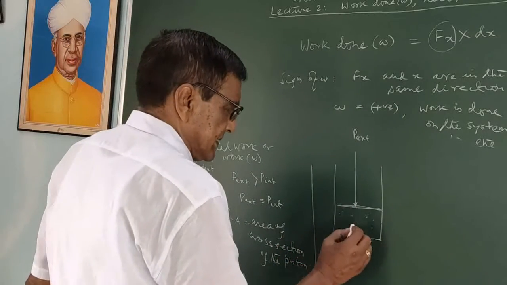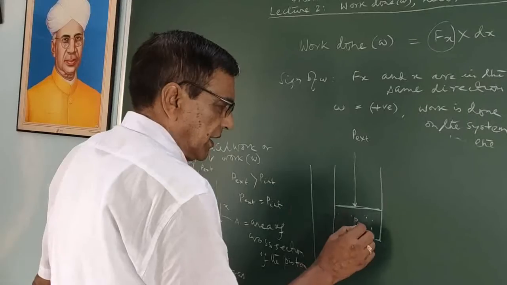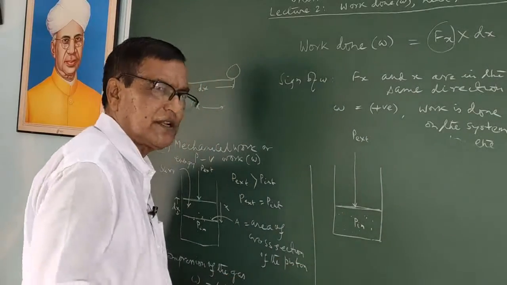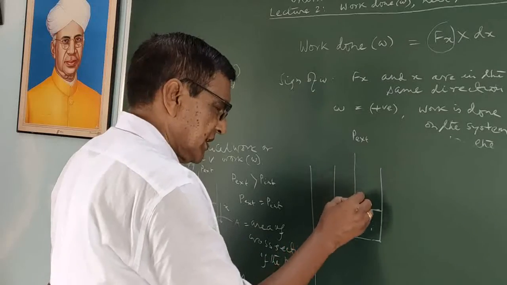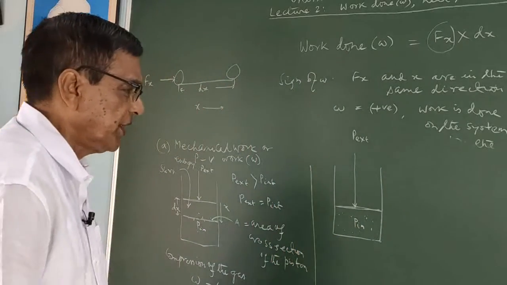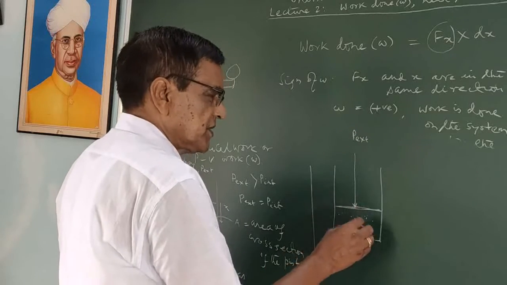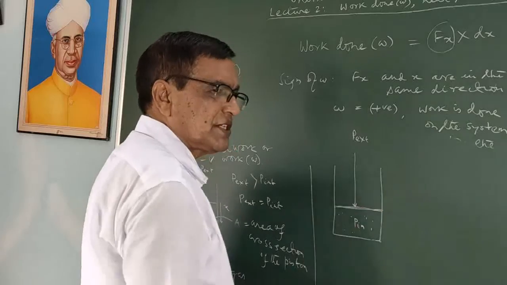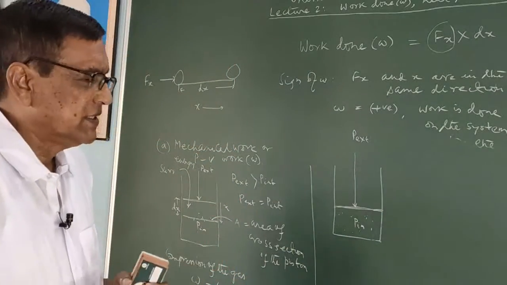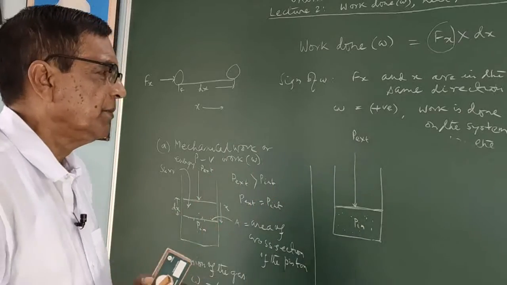So in this case, suppose P internal, P_in, is the internal pressure of this gas, and this is the external pressure. And you know, whenever the external pressure and internal pressure become the same, this piston remains static at this position. It means the system and surroundings are in mechanical equilibrium.